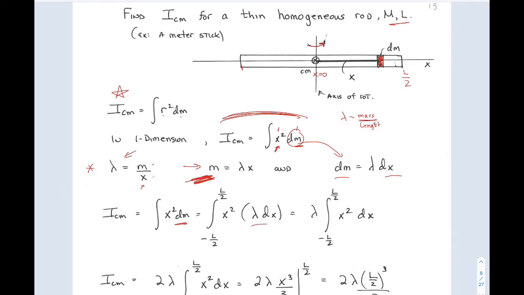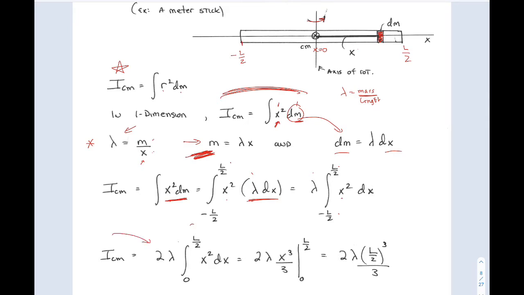This is x equals 0. That coordinate is minus L over 2. So I'm integrating along the stick from minus L over 2 to L over 2 of x squared dm, but dm is lambda dx. It's a homogeneous, uniform stick, so lambda comes outside. Now I'm integrating x squared from there to there.